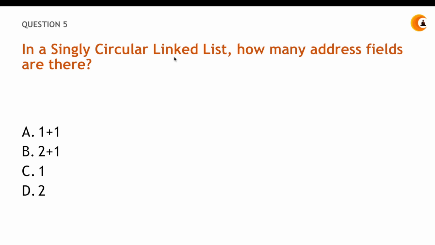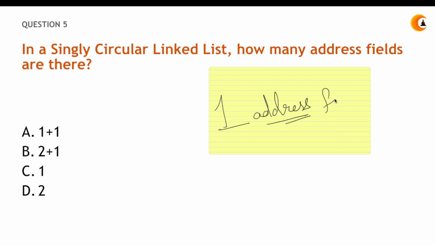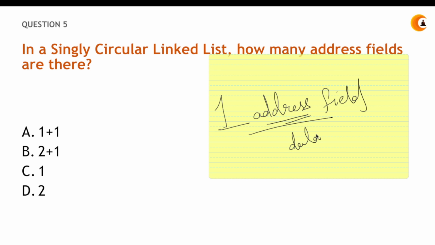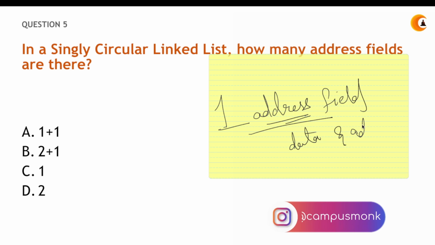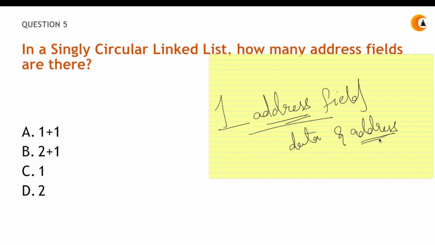Now the question is, how many address fields are there? There is only one address field, not more than one. One will be the data field and the other will be the address field. Now the address field will either hold an address or it will hold a null value, right? So how many address fields will there be for one singly circular linked list? It will be 1.